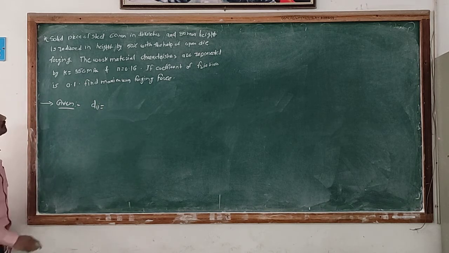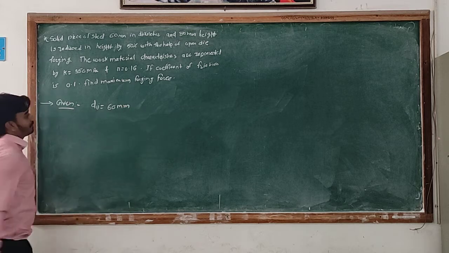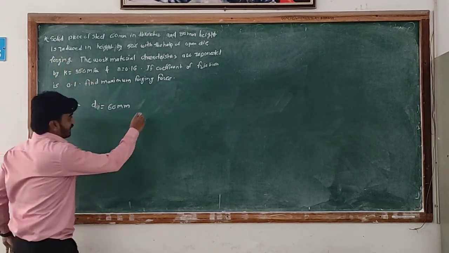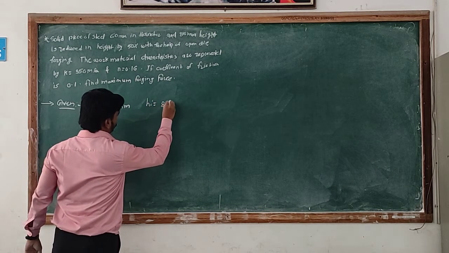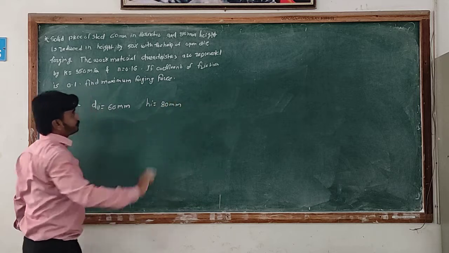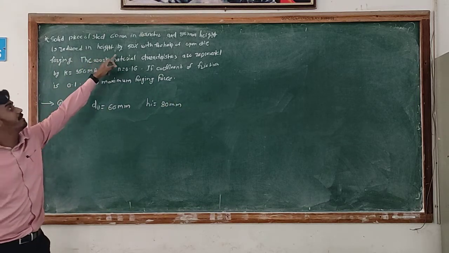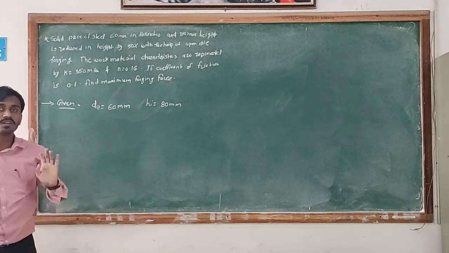Initial diameter is 60 mm and the height is 80 mm. Initial height Hi is equal to 80 mm. The height of the material is reduced by 50%.